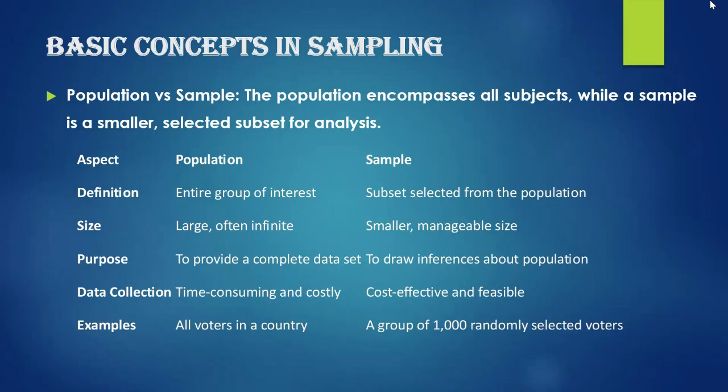Now, let us see some of the key differences between population and sample. With regard to definition, population means the entire group of interest, and sample means a subset selected from that population. In regard to size, population is large, often infinite, but sample is smaller and manageable. With regard to purpose, population provides a complete data set, but sample is used to draw inferences about the population. In regard to data collection, for population, it is time consuming and costly, but for sample, it is cost effective and feasible.